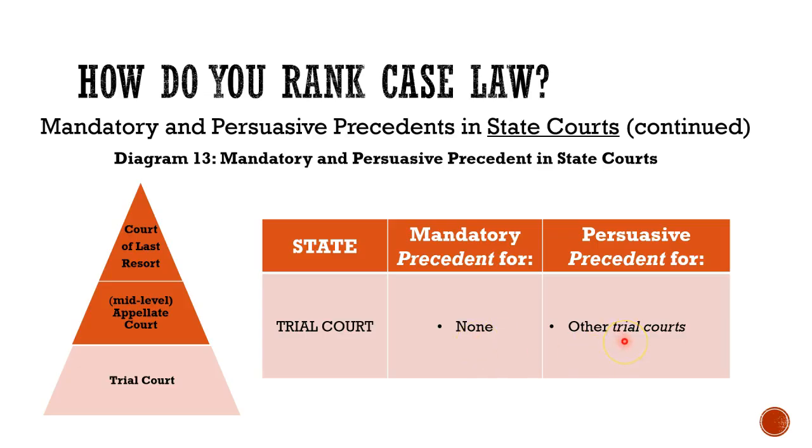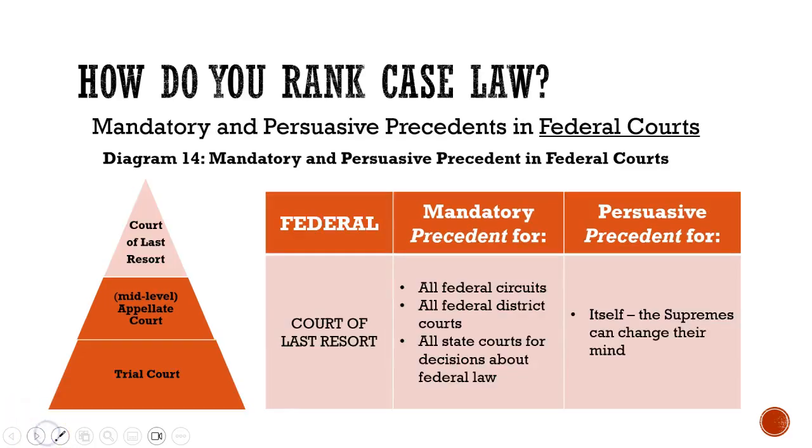The chief judge of that trial court might have some mandatory ideas, but not really. They're also persuasive only. The trial court decisions are persuasive precedent for other trial courts as well. But there's nothing mandatory about a trial court decision other than a custom or a tradition.